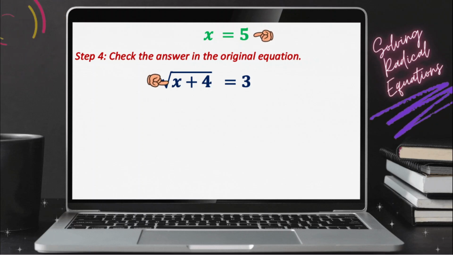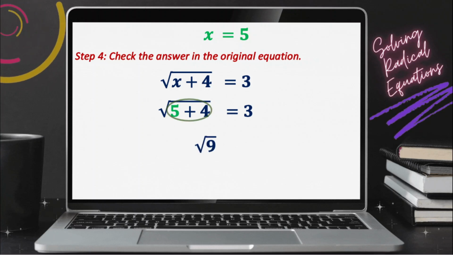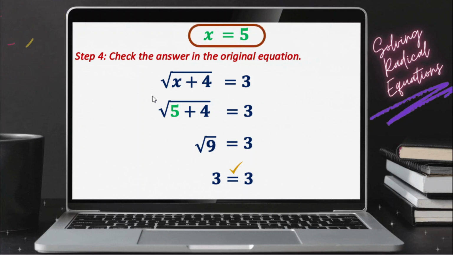So, isa-substitute natin si 5 kay x. Magkakaroon tayo ng square root of 5 plus 4 is equal to 3. Then, 5 plus 4 is 9. So, meron tayong square root of 9 is equal to 3. Square root of 9 is 3. So, therefore, meron tayong 3 is equal to 3. Therefore, si x is equal to 5 is solution of our radical equation, square root of the binomial x plus 4 is equal to 3.